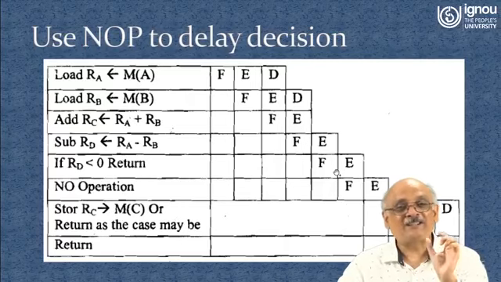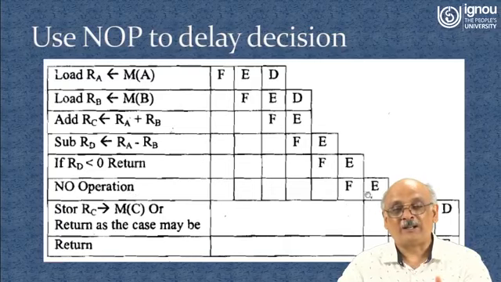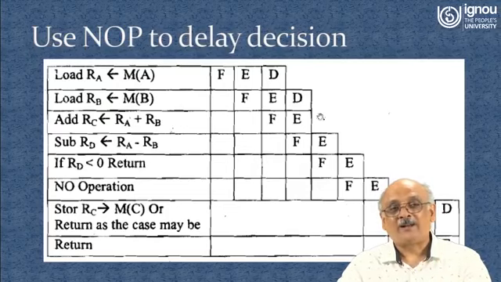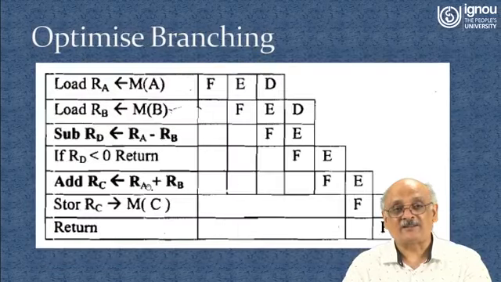Remember, the RISC pipelining is small and very efficient, right? So just one no operation will be good enough. So it is not harming your interest to a great extent. So that is the way the RISC pipelining is helping you as far as delayed decisions are concerned.